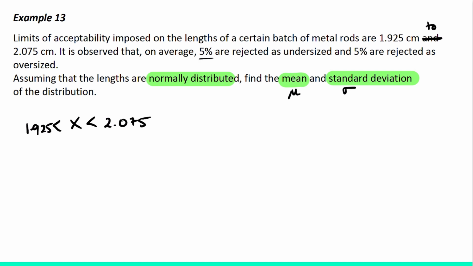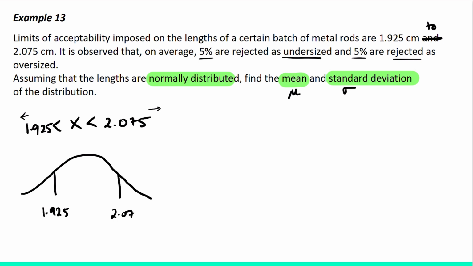So that's this idea that 5% are rejected if they're undersized, so below it. 5% are rejected if they're oversized. Now, my favorite thing to do, as always, draw a diagram. So 1.925 to 2.075. Anything between that, we're good. We're happy with all of this area. Anything outside of that is rejected.